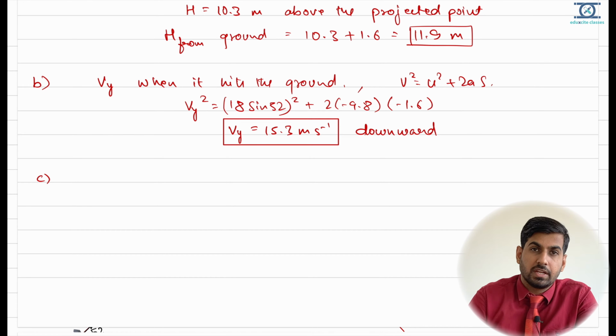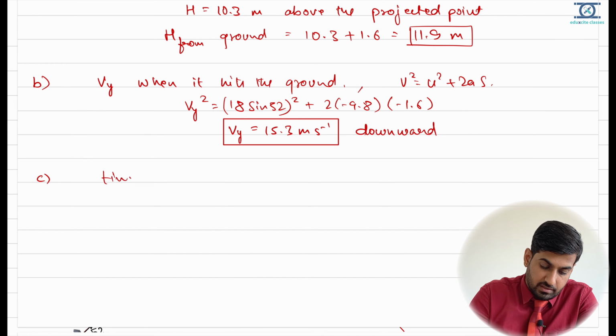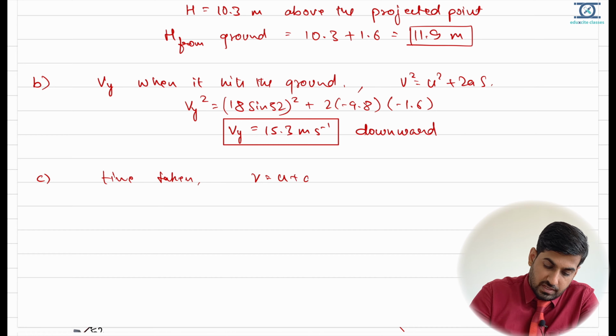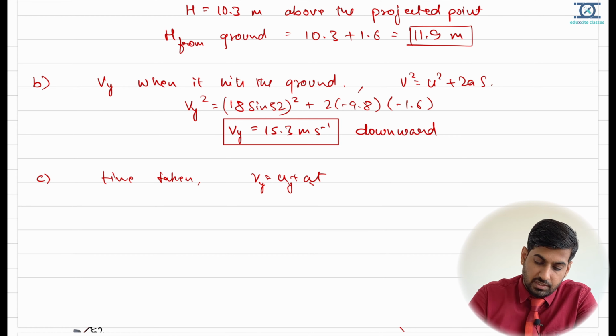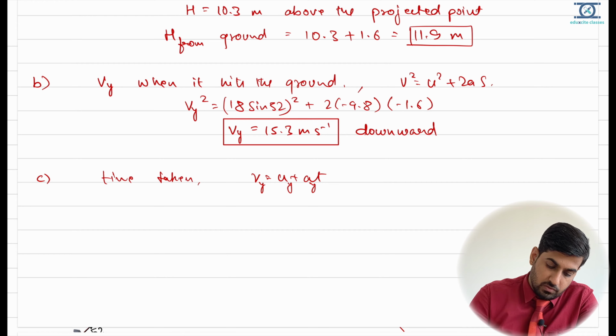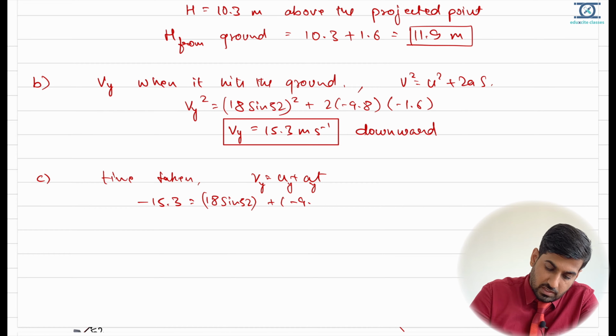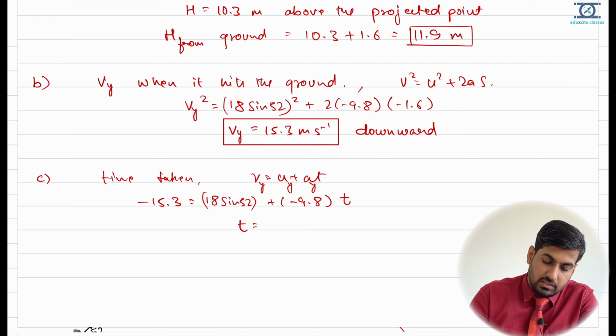Now for C, to find the time taken, we can use v equals u plus at. We know the final vertical velocity, the initial velocity and the acceleration. It is downward, so I will use minus 15.3 equals 18 sin 52, which is positive, plus minus 9.8 times time. Using this, you will get the time as around 3 seconds.